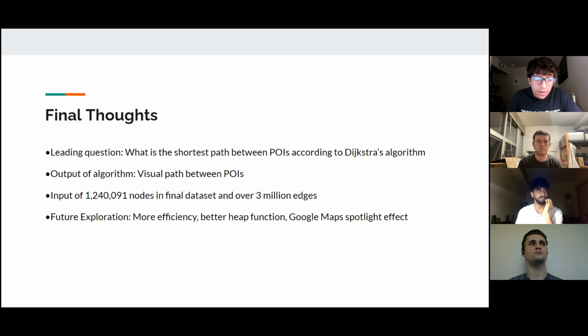And so we had a very large data set of over 1 million nodes and 3 million edges. And so in the future, we would want to make a visualization so that we could show the user their route the way that Google Maps does, and do it in a way that is efficient enough and practical for actual use.